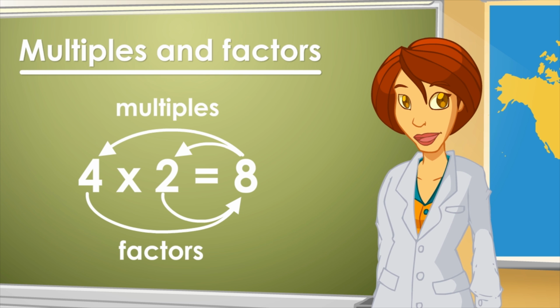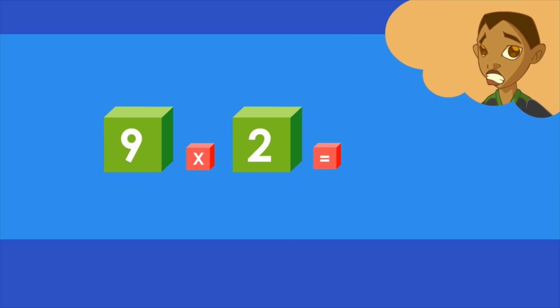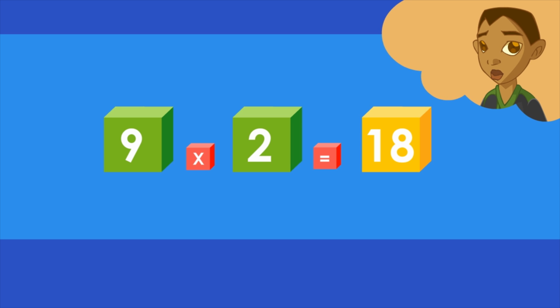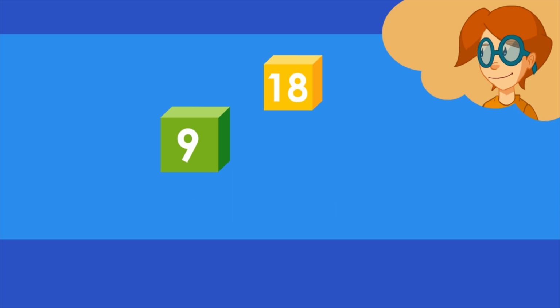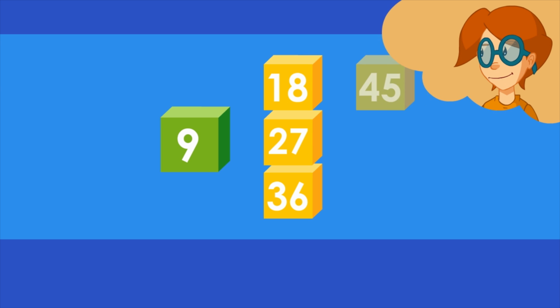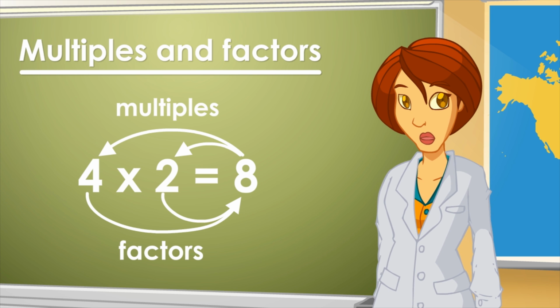Let's think of multiples of another number. Number 9, for example. If we multiply by 0 equals 0, so 0 is a multiple of 9. If we multiply 9 by 2, it equals 18. So 18 is a multiple of 9. But we could multiply all day long. The numbers 27, 36, 45, 54, and 63 are multiples of 9. Right, Matt. There's an endless list of multiples of a number.